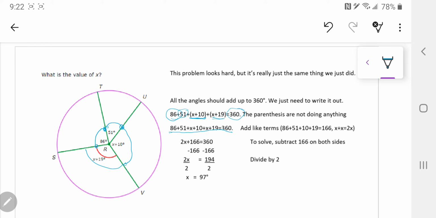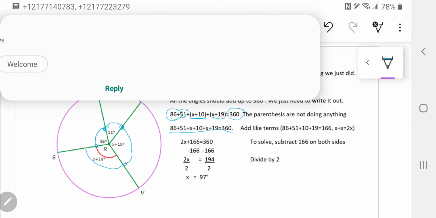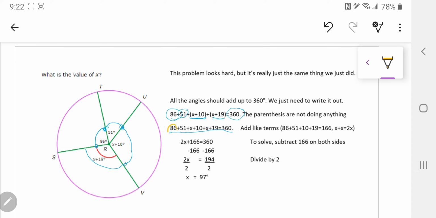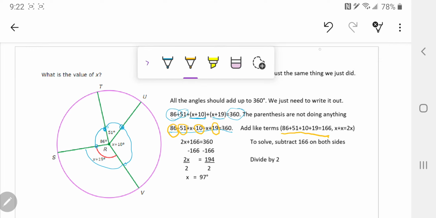Then what you have to do is add your like terms together. 86, 51, 10, and 19 are all like terms. They all have no x. So we're going to add those together and we get 166. Then you have x, and x plus x is 2x. So I just wrote 2x plus 166, and I kept the 360 the same.